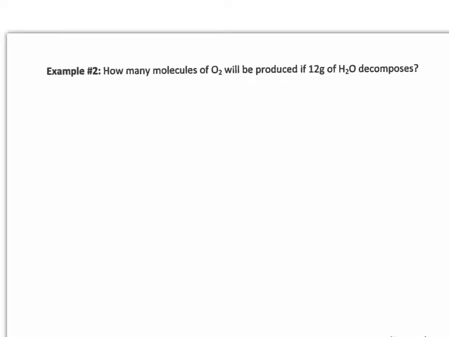So in example number 2, it's asking us how many molecules of oxygen gas will be produced if 12 grams of water decomposes. In this case, we do not have a balanced chemical equation, so we need to write a balanced chemical equation for the decomposition of water. The balanced chemical equation is 2 water molecules react to produce 1 molecule of oxygen gas and 2 molecules of hydrogen gas.